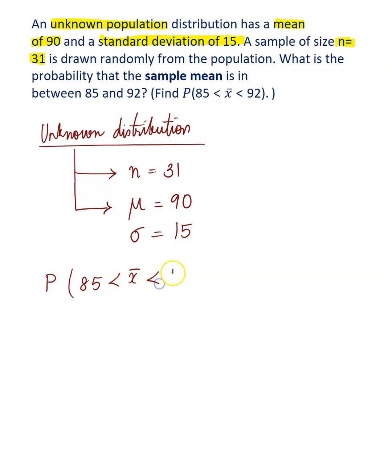X bar less than 92. That x bar is very important, because without the x bar, we don't have that CLT situation. If it's just x, then we use the regular normal distribution setup, so we don't have to divide by that root n. So just right here, I'm going to compute the values for the distribution of sample means.